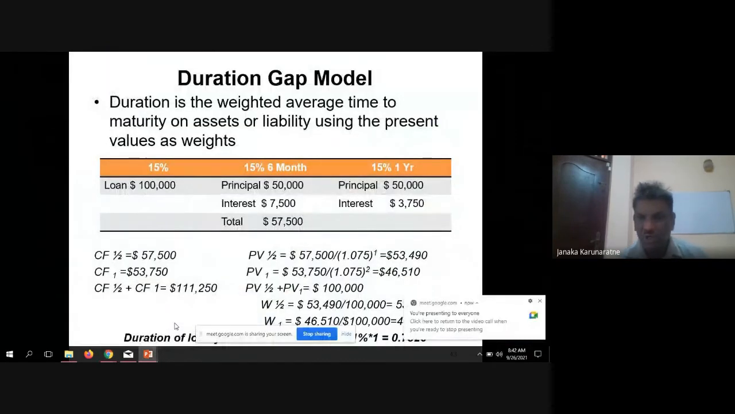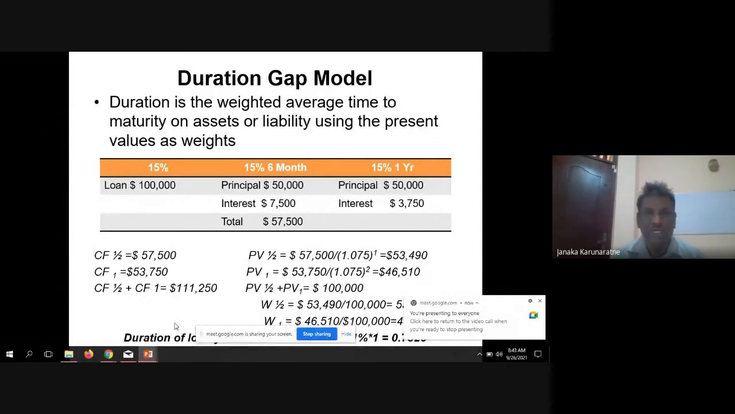So let's move on to the duration gap model. So what is duration? In simple terms, duration is the weighted average time to maturity on assets or liabilities, using the present value as weights. Okay, so we will look at it in detail.